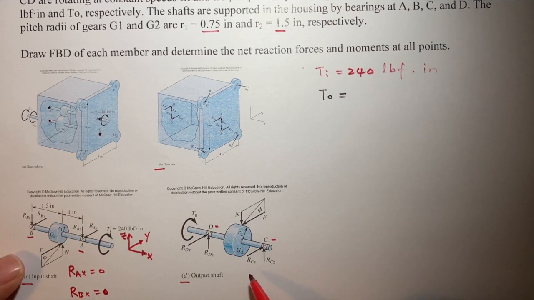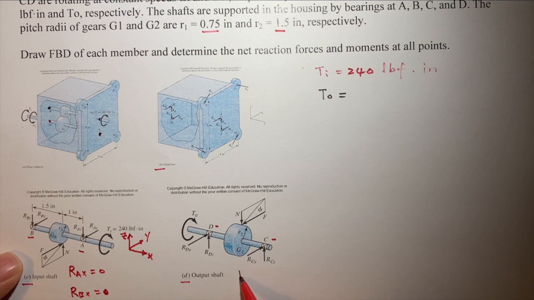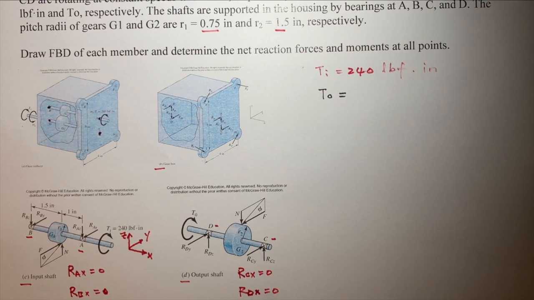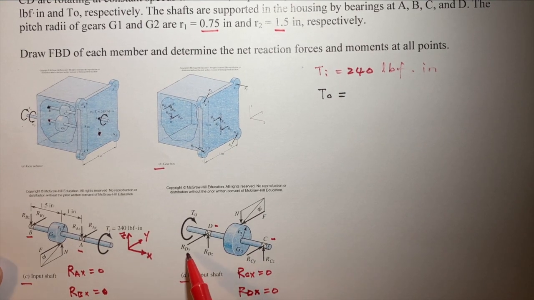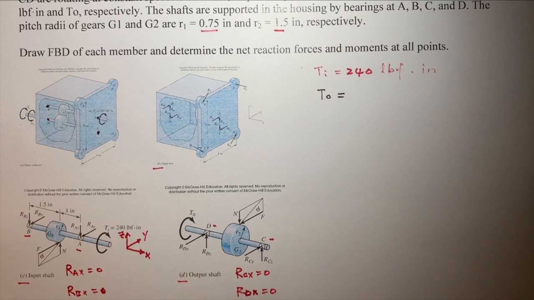The same thing here for bearing C. We can say RCx equals 0 and RDx equals 0. So in the x direction, the shaft's axis direction, there's no force. So we only have RDy, RDz, RCy, RCz.